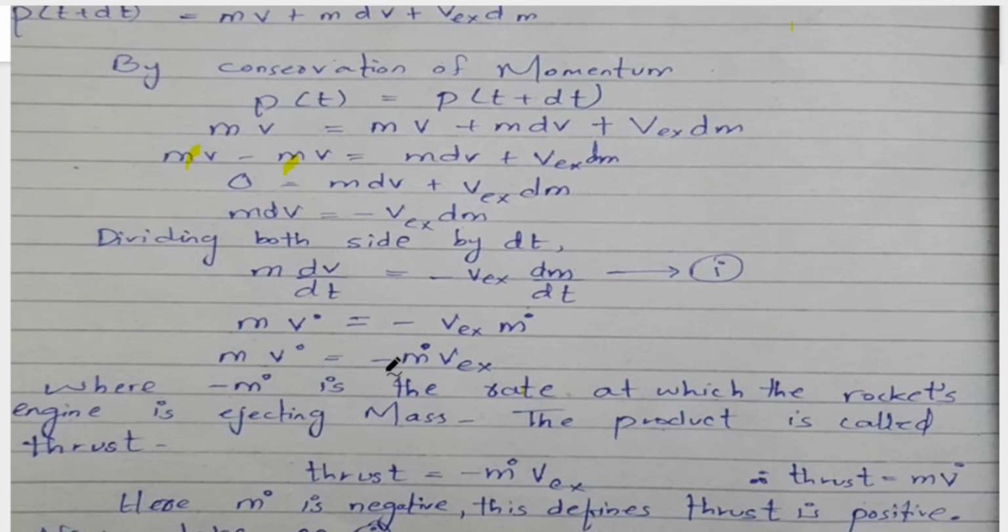Here you can see the negative sign shows that this is the rate at which the rocket engine ejects mass. It's obvious, and the product is called thrust. This value is similar to force in Newton's second law, F equals ma. So this is the same. And when there is a negative mass rate, the thrust is always positive. Thrust is also a force, similar to the force we discussed in Newton's second law.